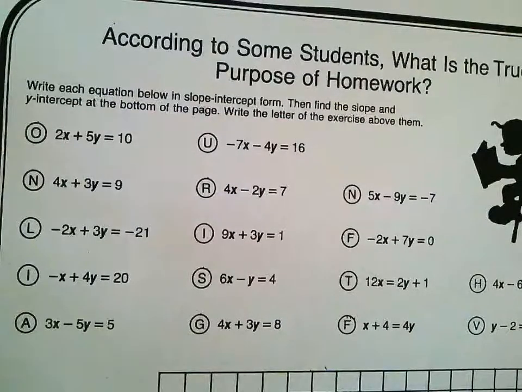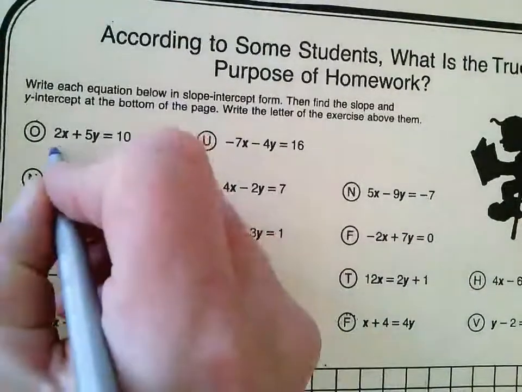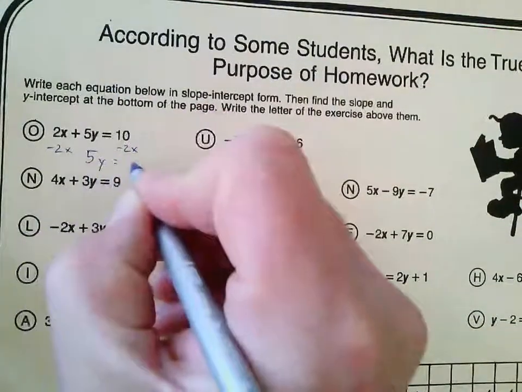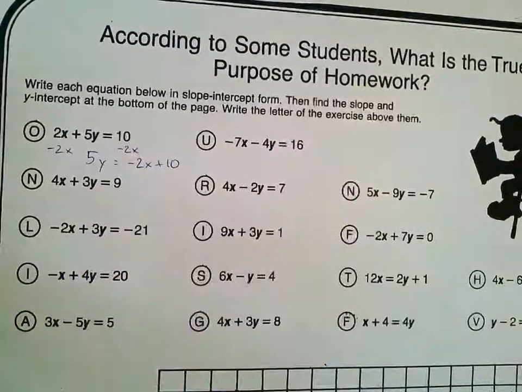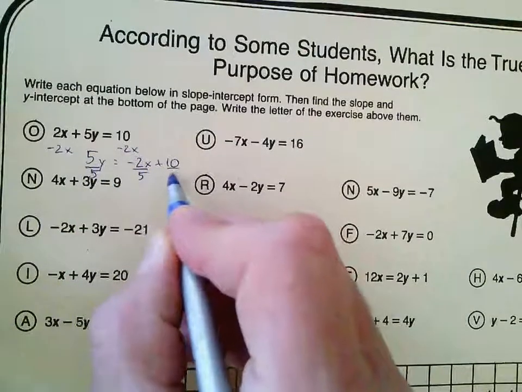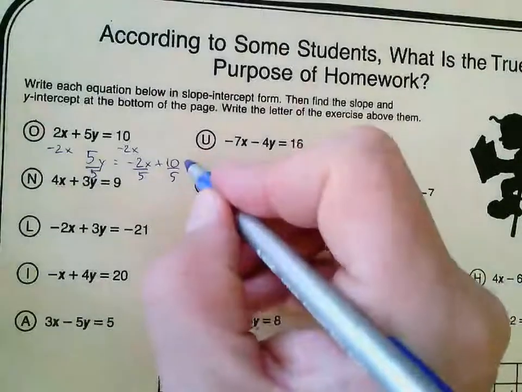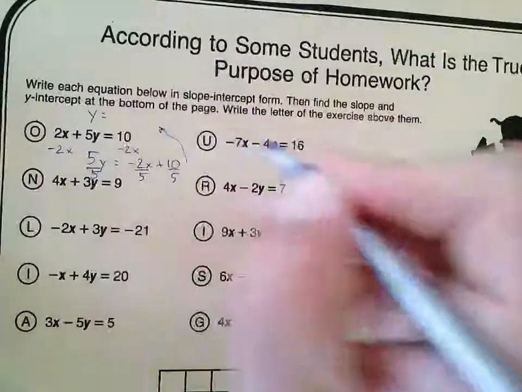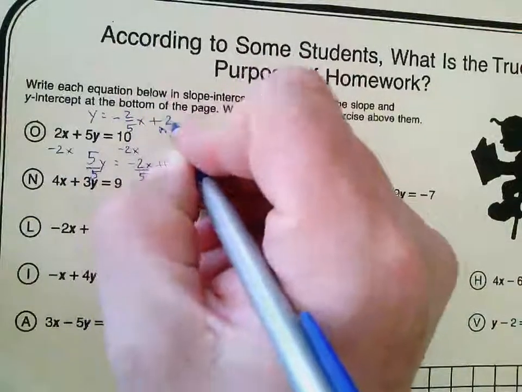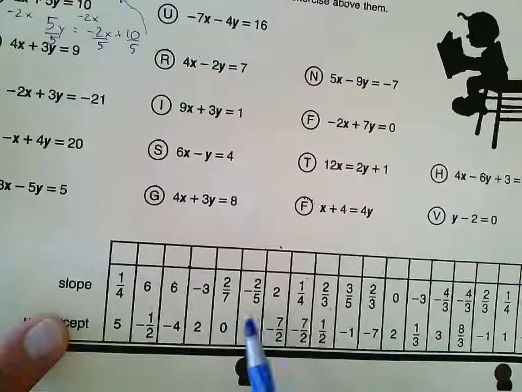Backside, got a joke sheet. Write each equation below in slope-intercept form, then find the slope and the y-intercept at the bottom of the page. All right, so you got to convert this for y equals. So take the 2x over, take the 2x over, 5y now equals negative 2x plus 10. Divide everything by 5. I sort of ran out of room here, so conserve your room, so I'll put it up here. Y equals negative 2/5, that's my slope, plus 2. So my slope is negative 2/5. I see a negative 2/5, and I see a 2.